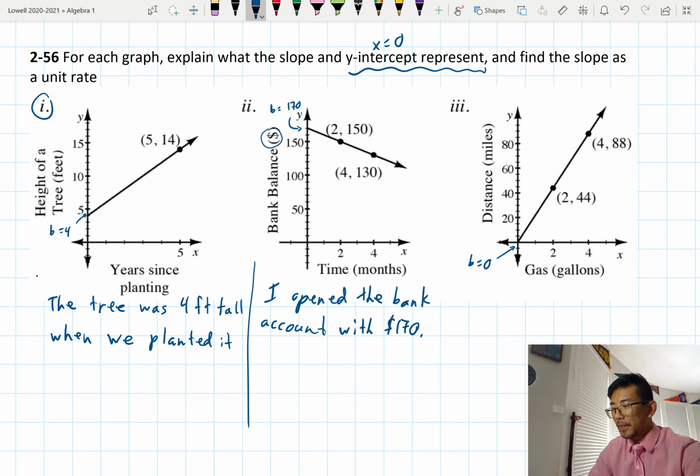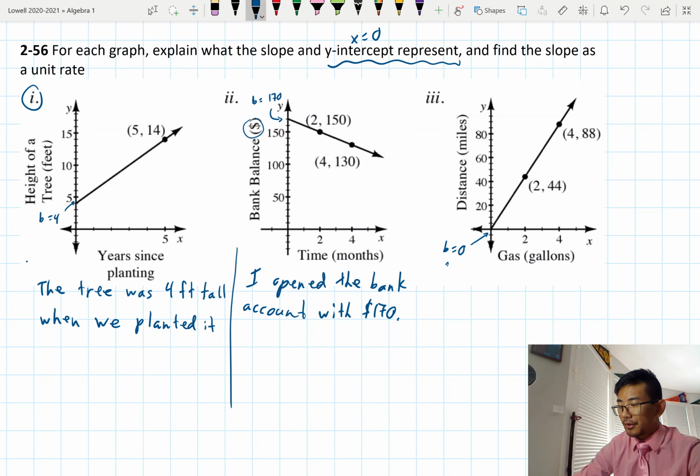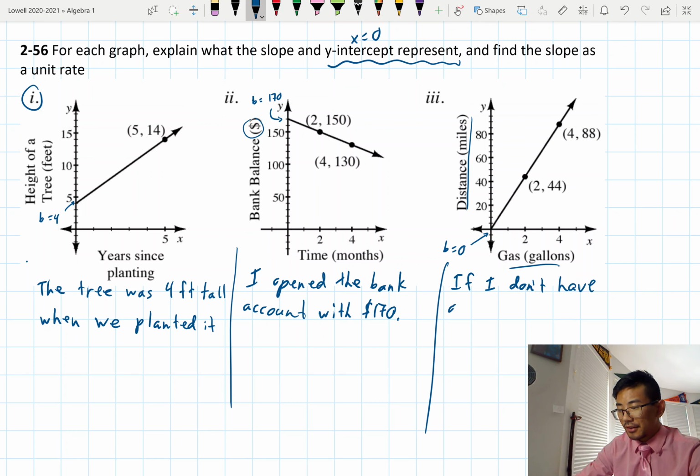And lastly, for part number 3 over here, the distance traveled in miles is on the y-axis, and on our x-axis it's gas in gallons. This kind of looks like, if you have some amount of gas, it tells you how far you can go. So if I don't have any gas in my car, I can't go anywhere.